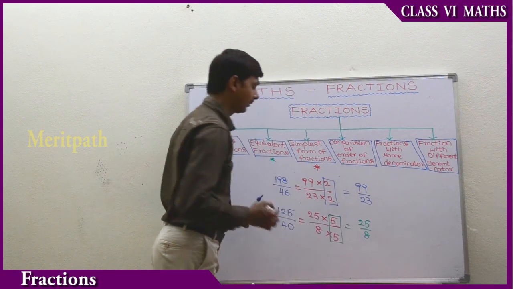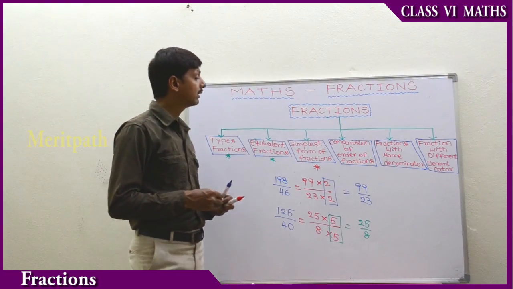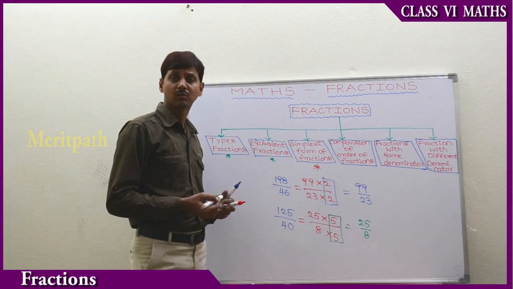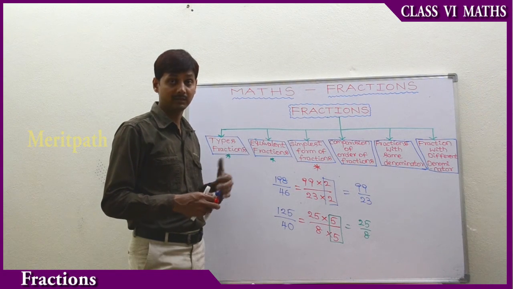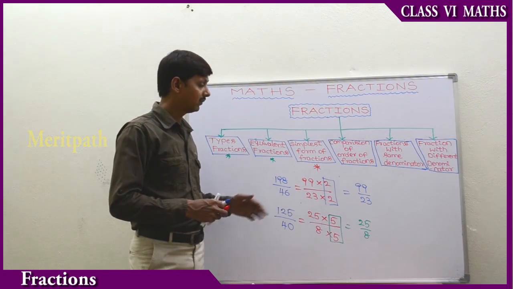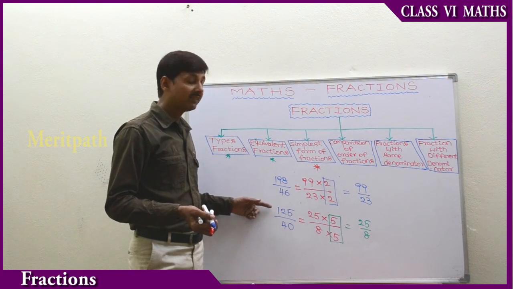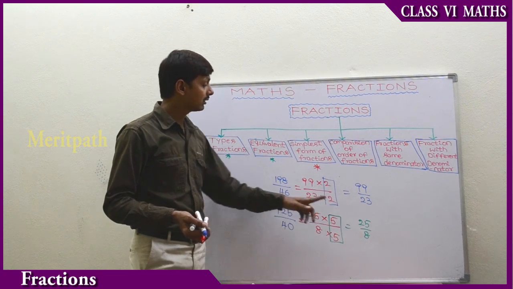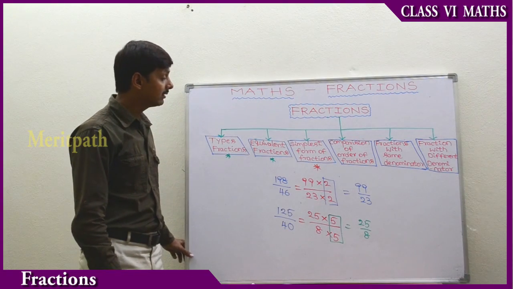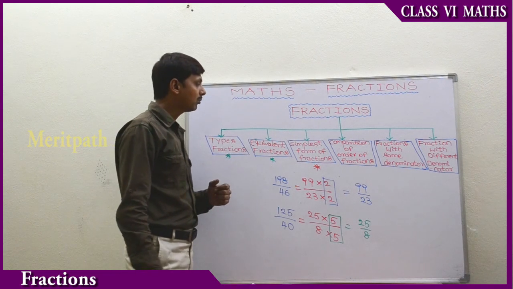So let us see. 25 is not a prime number, it's a composite number. And 8 is also a composite number. But these two do not have any common factors, so we cannot do any more simplification of 25 by 8. So after simplifying the fraction 125 by 40, we got the simplest form, which is 25 by 8. So this is the concept of the simplest form of fractions.